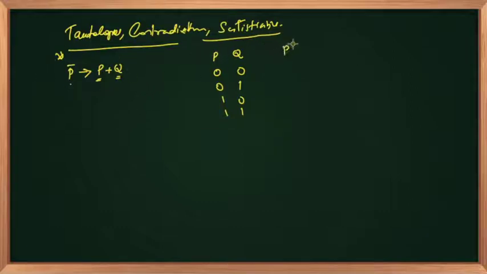For example, here I have P bar implies P plus Q, right? So what is P bar implies P plus Q? That will be equal to P plus Q, right? So for 0, 0, the output of P bar implies P plus Q will be equal to 0. This will be 1 and this will be 1 and this will be 1, right?